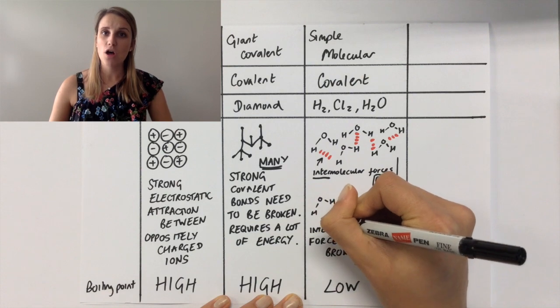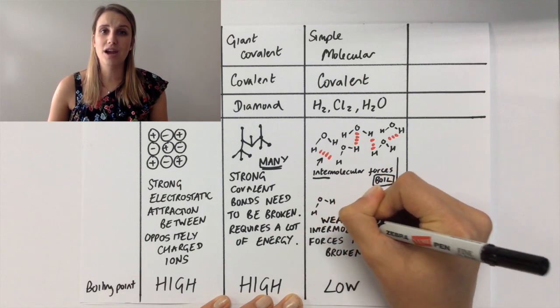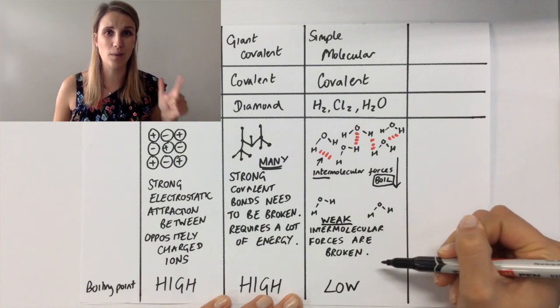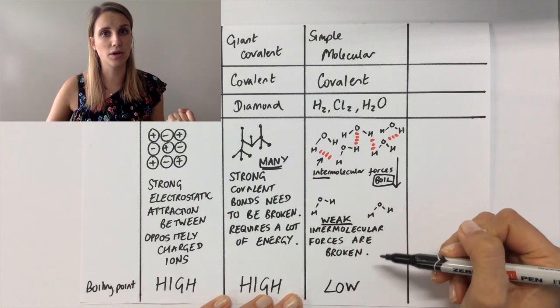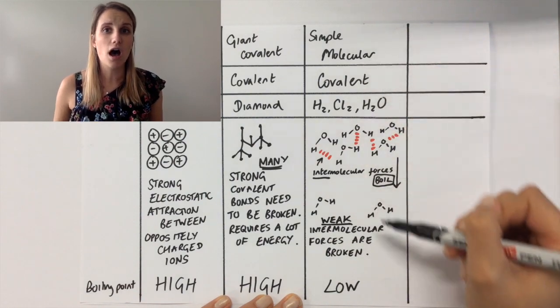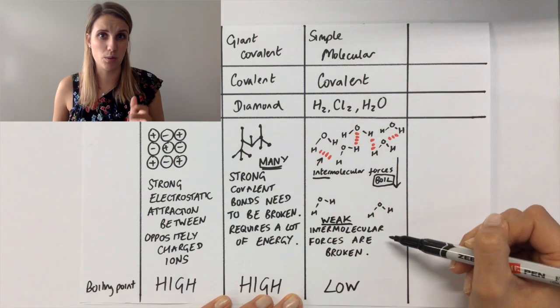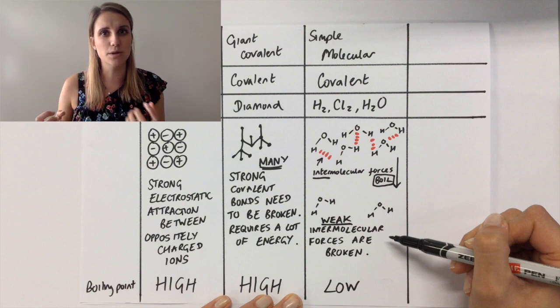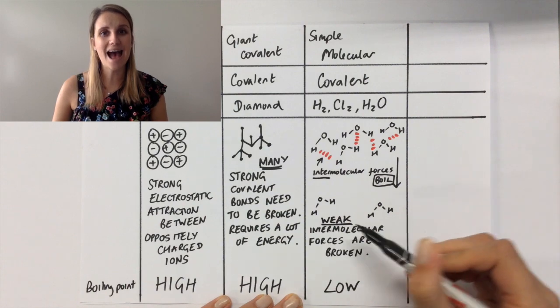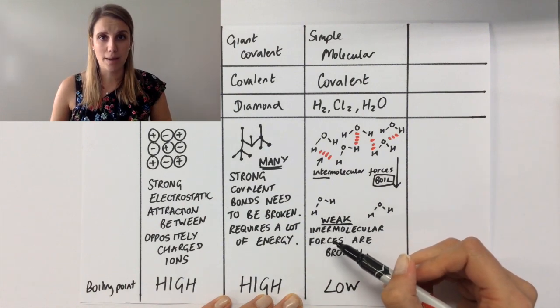In this case, those intermolecular forces are really weak. They're really weak by comparison to covalent or ionic bonds. They're much more easily broken, which explains why all those things in my examples are gases and liquids, because they're quite easy to break up at room temperature. So simple molecular substances have a low boiling point.